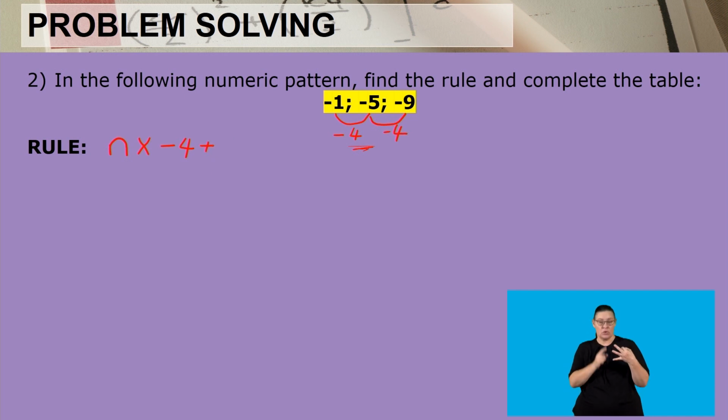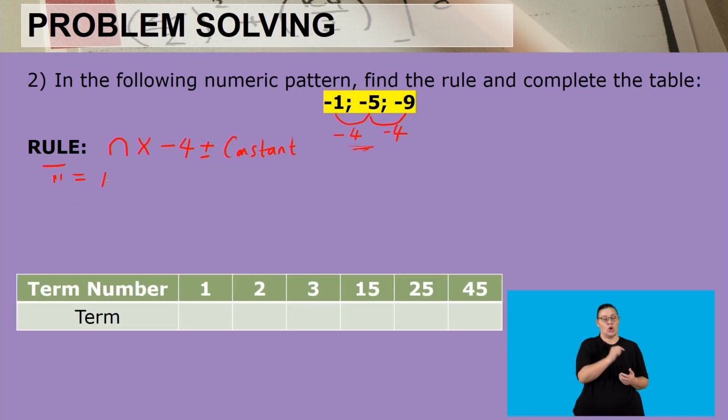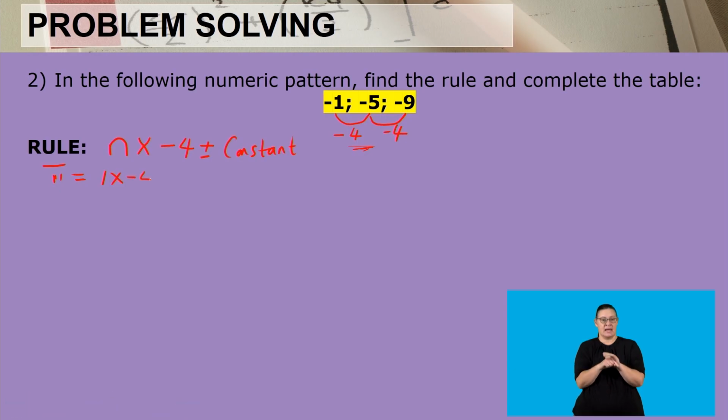So we need to add or subtract that constant value. We are going to take the first term there, and this first term is going to be our term number 1 multiplied by a -4. And what do we add or subtract to get to -1? Well, 1 multiplied by -4 is a -4. And how are we going to get to that -1? We are going to add 3.